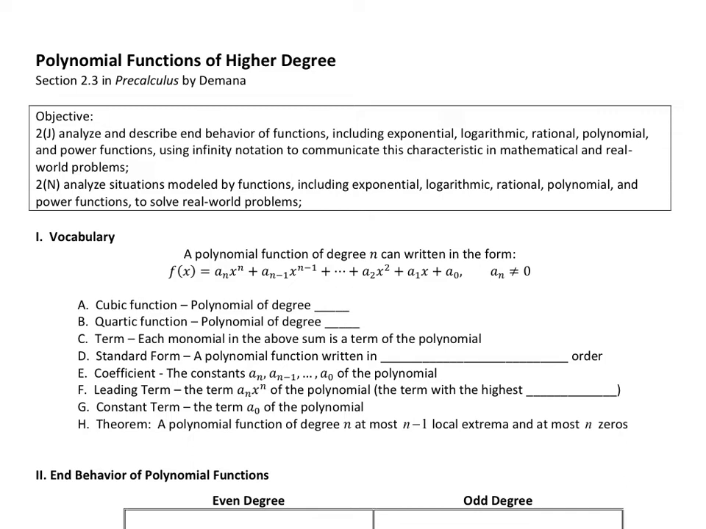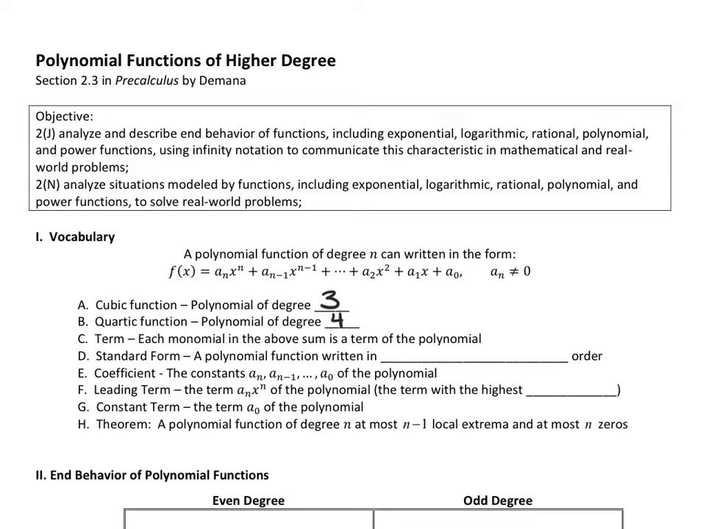Quadratics are polynomials of degree 2, cubic functions are polynomials of degree 3, and quartics are polynomials of degree 4. Inside these polynomials, we have terms. Each term is separated by an addition or subtraction sign so that we make a sum of all of these terms, creating the entire polynomial.